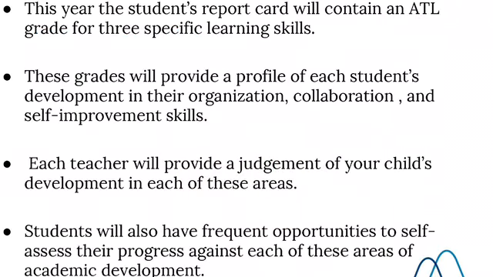So a change this year that you will see, and we'll go into this again if you attend the open door session on MYP report cards, is that this year the student's report card will contain an ATL grade for 3 specific learning skills. So there will no longer be an effort grade of E, S, I, or U. It will be based now on 3 ATL skills. These grades will provide a profile of each student's development in their organization, collaboration, and self-improvement skills. Each teacher will provide a judgment of your child's development in each of these areas, and students will also have frequent opportunities to self-assess their progress against each of these areas of academic development.